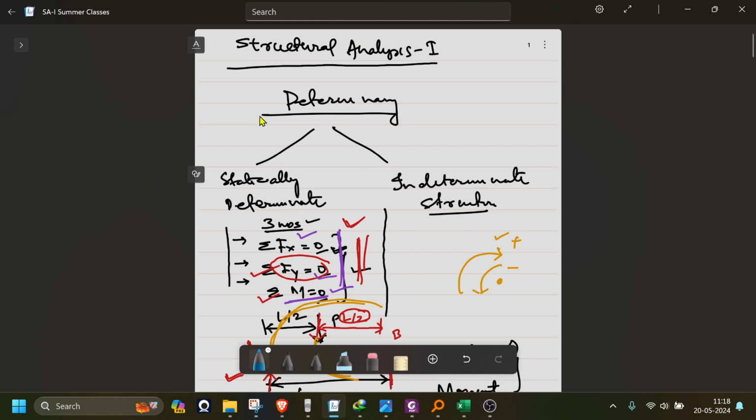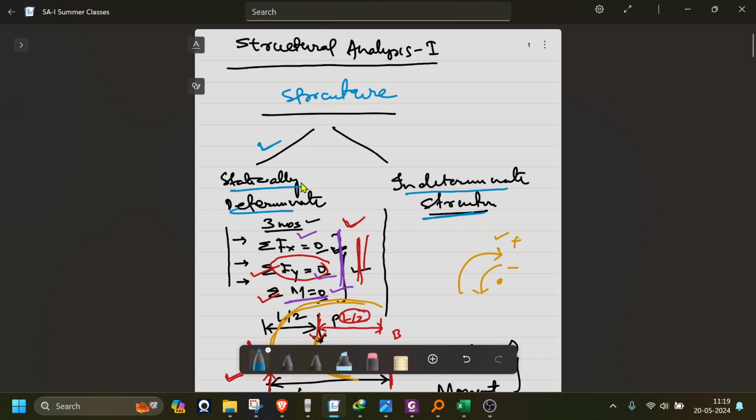So in this first slide I talked about types of determinism, right? Or we can say, let's talk about types of structures. There are two types of structures. One we call a statically determinate structure, and another one is a statically indeterminate structure.